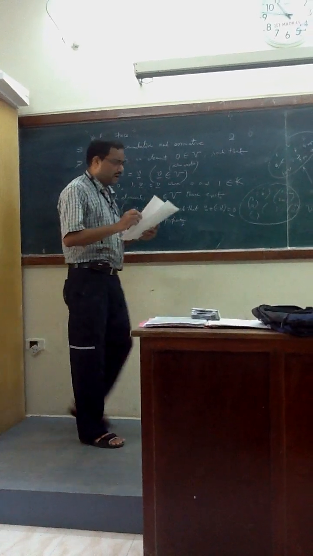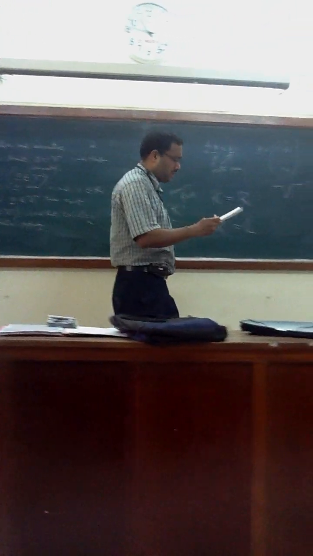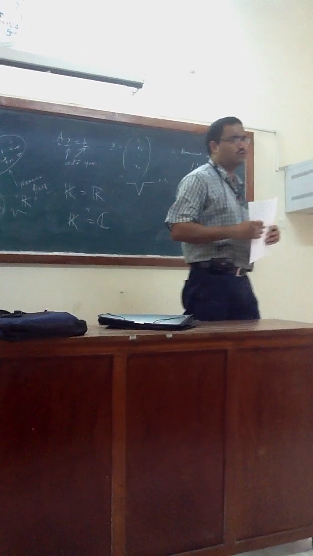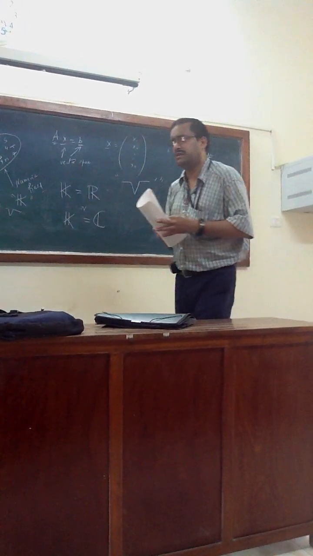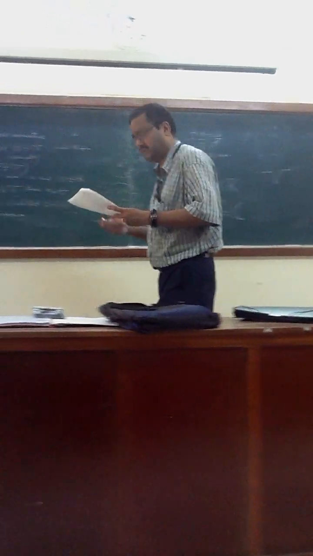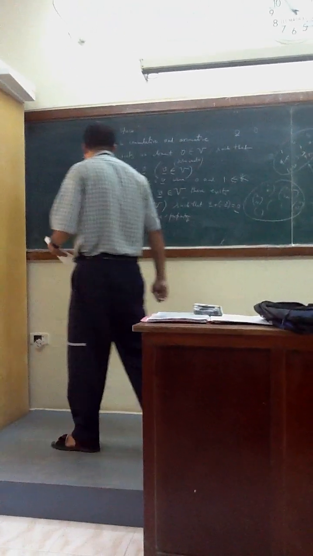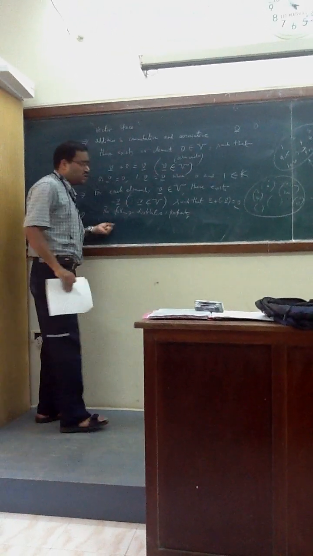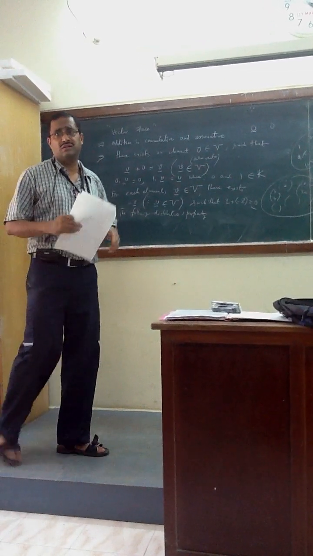We have seen the distributive property. Let's see what the distributive property is for scalar quantities: A into (B plus C) equals AB plus AC, right? Where A, B and C are numbers which belong to capital K. Here we have a distributive property between scalar quantity and the vectors.